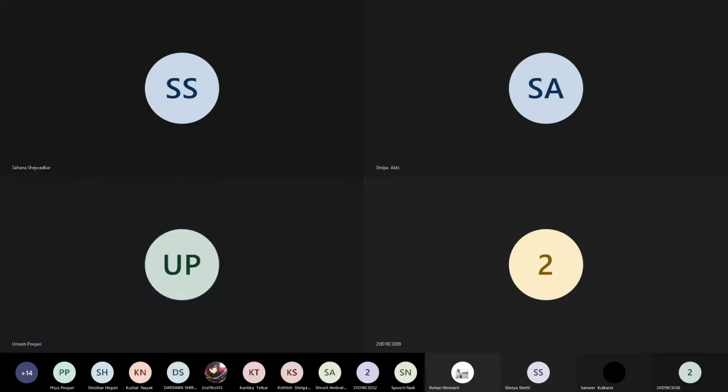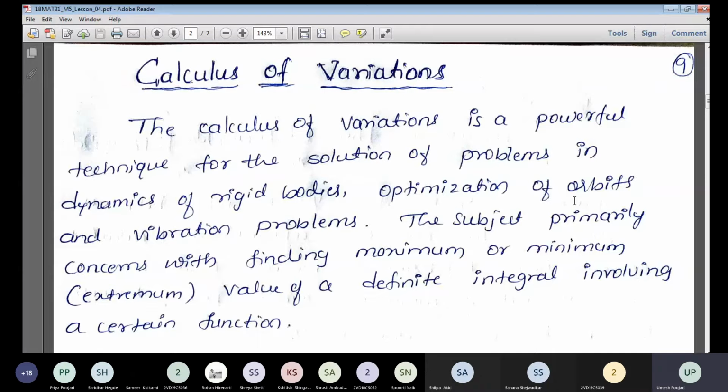Very good morning. We were discussing the fifth module. As I told you, in the fifth module there are two parts. The first part is numerical solution of second order ordinary differential equations, and the second concept is calculus of variation. In the first part we have studied how to solve second order ordinary differential equations by using the RK method of order 4 and Milne's predictor and corrector method.